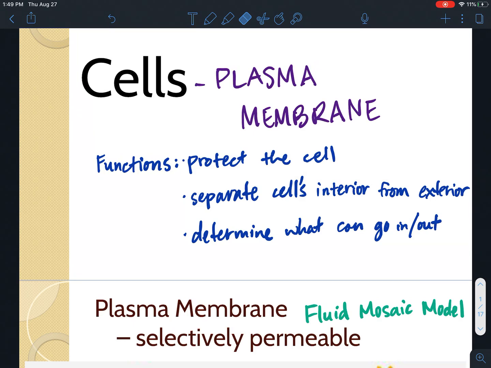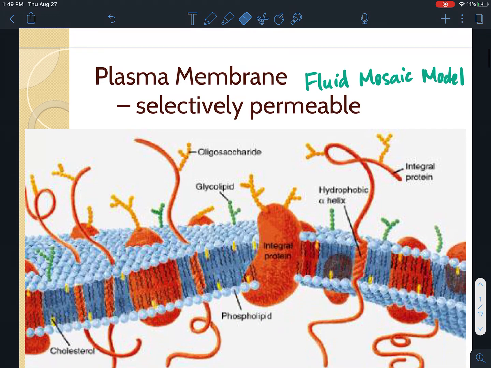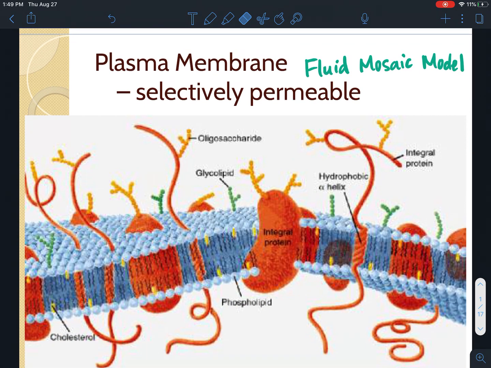One is it keeps the cell's interior separate from the exterior, and so it enables the cell to maintain homeostasis on the interior. Secondly, it's determining what can go in and out. And so we say that that is selectively permeable. The model we're going to look at is called the fluid mosaic model.